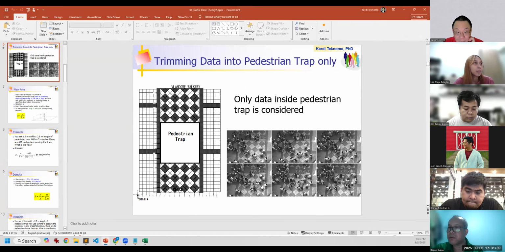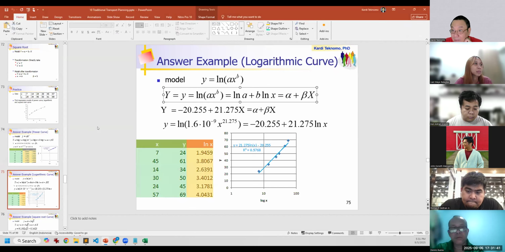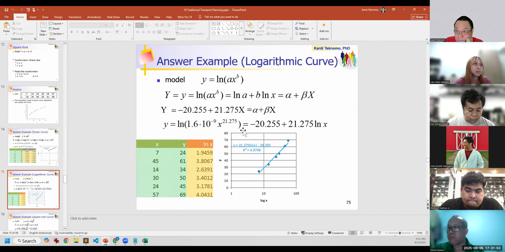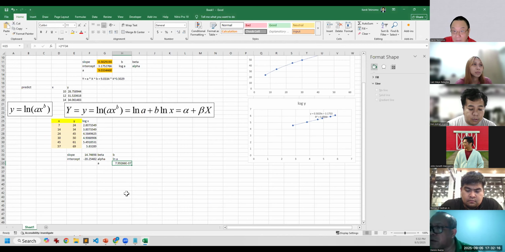Oops, where is this? Yeah, this is very, very small. Is this clear or not? Yeah, the result will be similar.